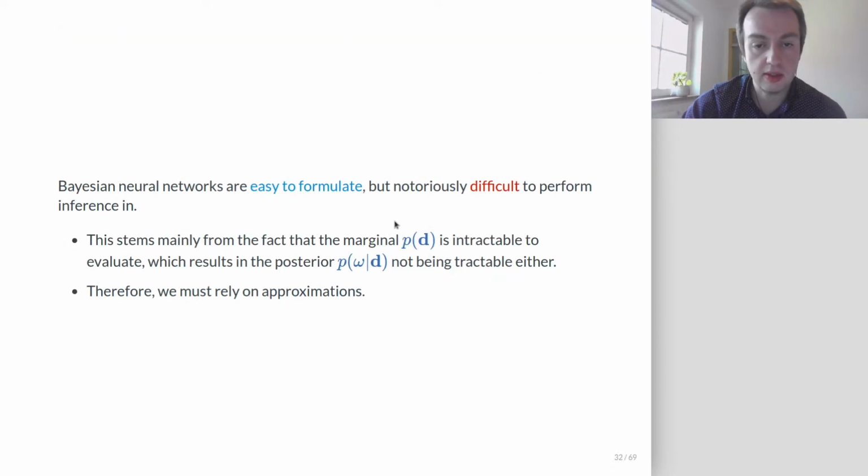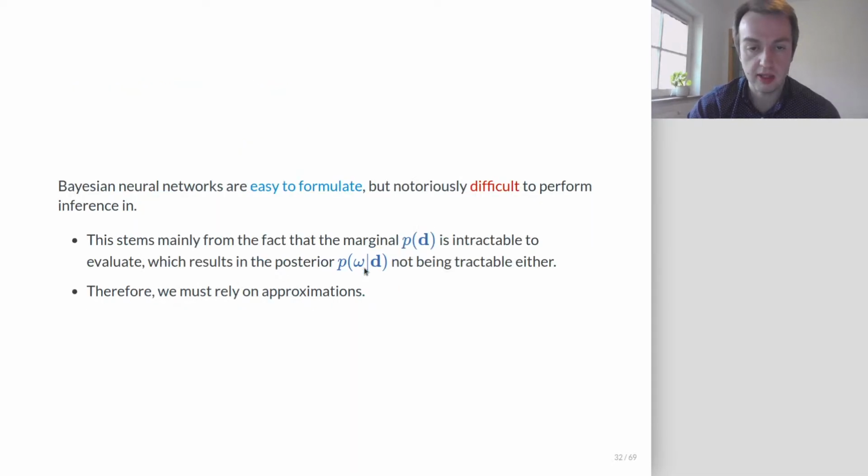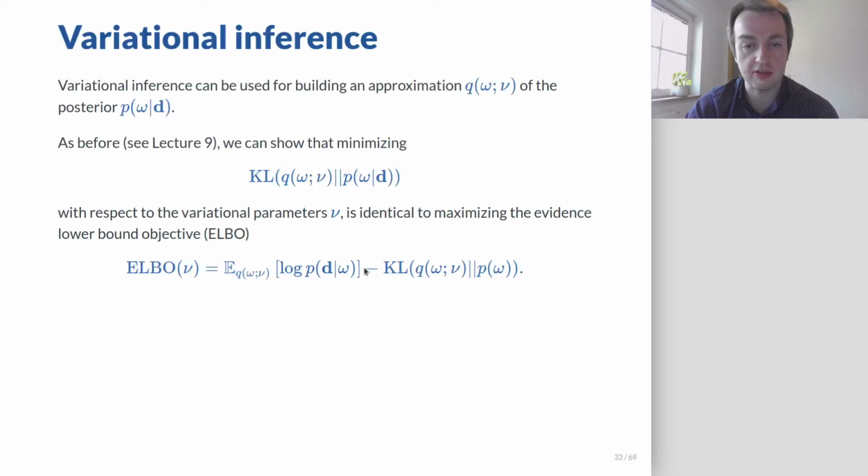Okay, so the main message is that this is easy to formulate, it's just the Bayes rule, but computing this posterior is out of reach if you were just to apply the Bayes rule naively. So we need to rely on numerical approximations if we want to compute this posterior predictive distribution.